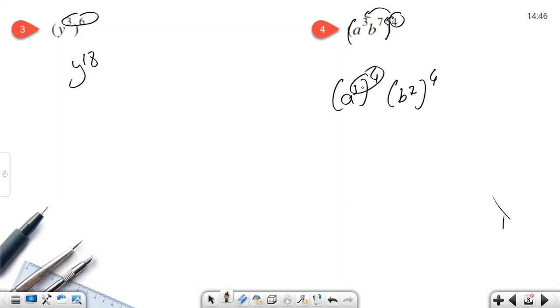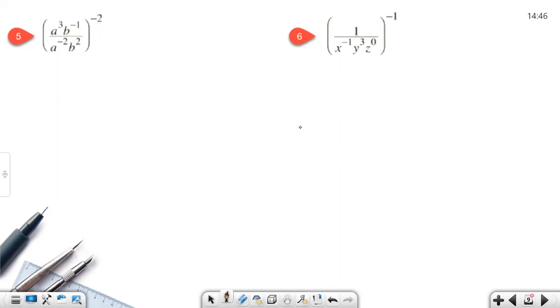So this is equal 3 times 4, a power of 12, and 7 times 4, b power of 28. We cannot do anything with them because they are not like variables, they are not the same variables.